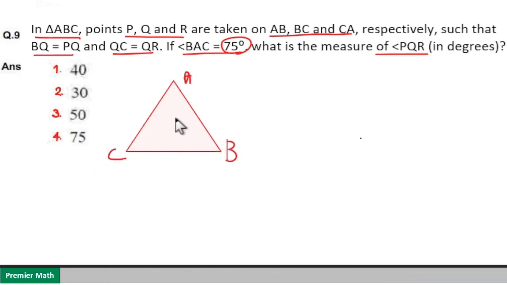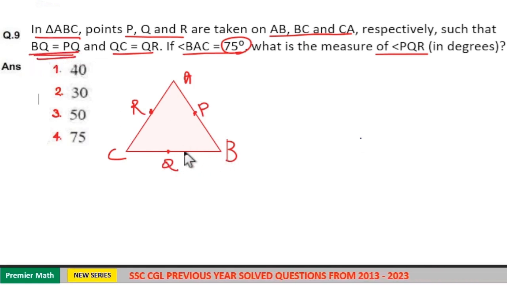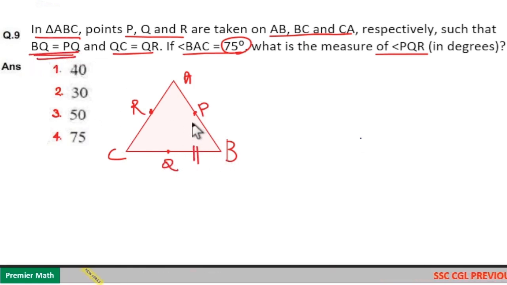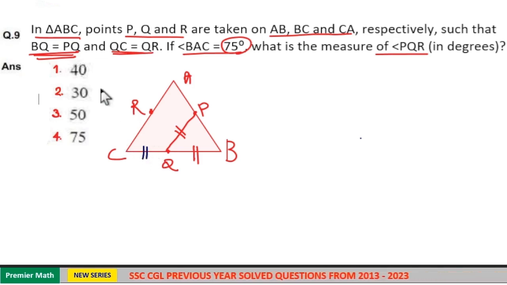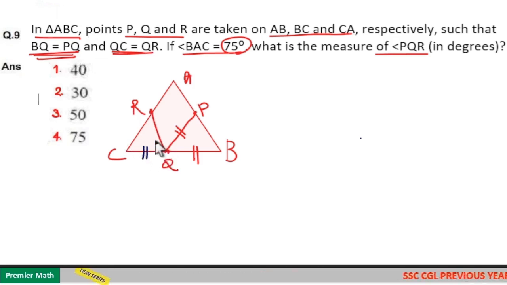Now, points P, Q, R are on AB, BC and CA. And here BQ is equal to PQ. PQ is this side, which is equal to BQ. So these two sides are equal. And QC is QR. QC is equal to this side, which is equal to QR. So these two sides are equal.